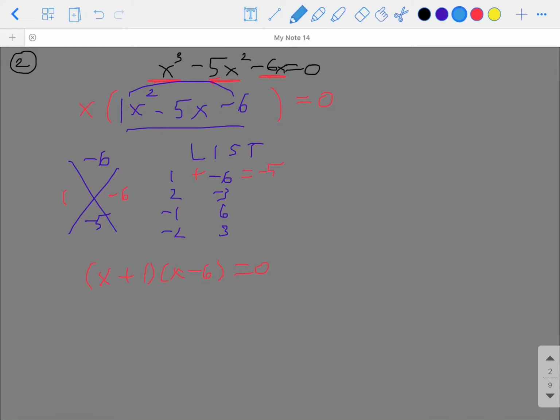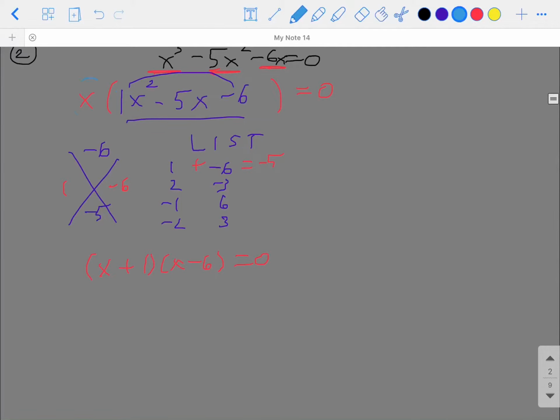But let's not forget about the x that we extrapolated earlier. That needs to be part of the solution as well. Split: x is equal to 0, x plus 1 is equal to 0, and x minus 6 is equal to 0. x is equal to 0 is already set. All we need to do is simple algebra for the other two. So subtract 1 from both sides, and x is equal to negative 1. This, I'm going to add 6 to both sides, and this becomes x is equal to 6. So you have three answers.